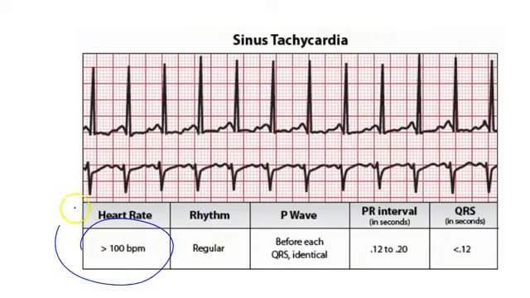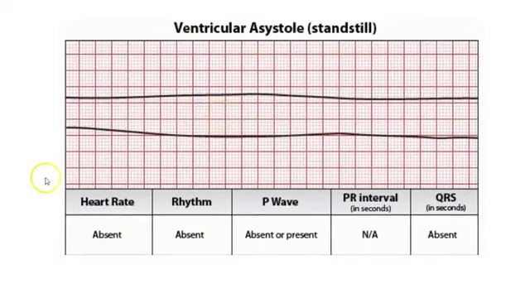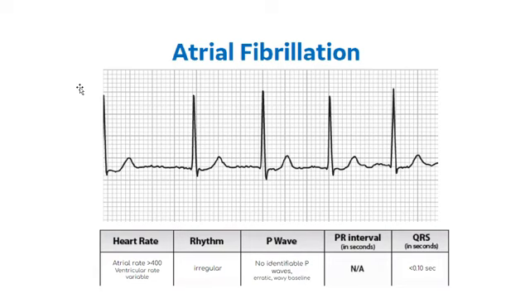How about the sinus tachycardia? The sinus tachycardia is showing that we have a higher heart rate. The heart rate would be more than 100 beats per minute. But still, the waves are regular. We have PQRST, PQRST. Then we have ventricular asystole. When there is no rhythm, there is no PQRS, and the heart rate is absent. That is called ventricular asystole. Atrial fibrillation: as you can see, the rhythm is irregular. There is no P wave, so we cannot find a P wave, and also we can find the wavy baseline.